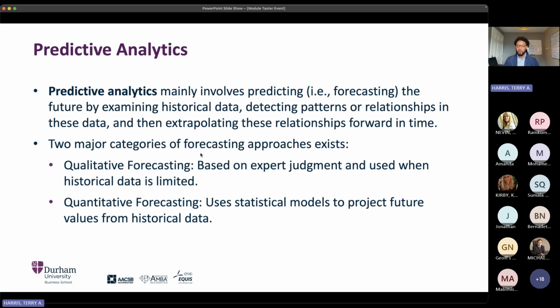There are two main types of forecasting approaches. These involve qualitative forecasting approaches, which are usually based on some expert judgment or some event that occurred in the past that's similar to what's happening now, and quantitative forecasting techniques. These involve the use of statistical models to essentially predict the future or project into the future.